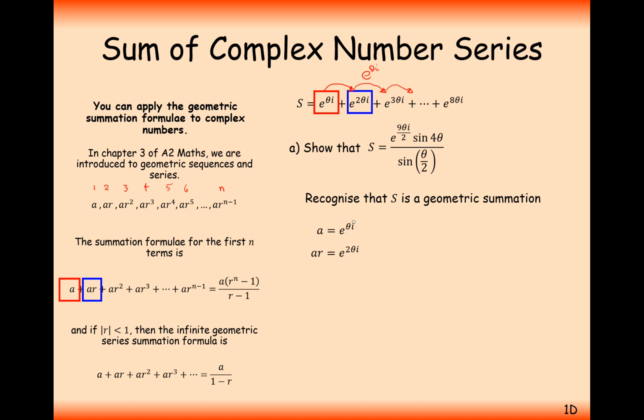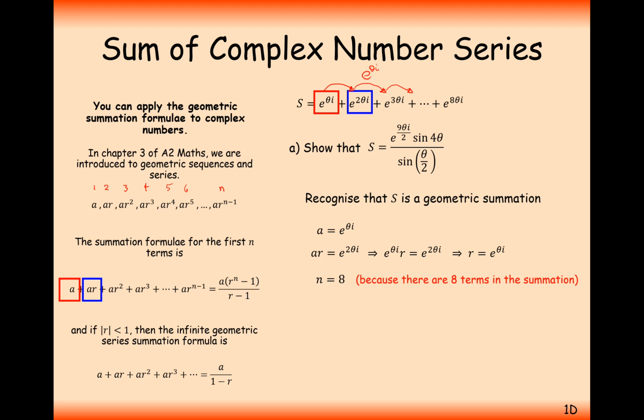The second term in the sequence is ar, which in this sequence is e to the 2 theta i. If we know that a is equal to this, we can substitute it into the formula, and then cancel out e to the theta i on both sides. That would cancel out one of these theta i's on the other side, but not all of them. So we can clearly see here that the ratio is e to the theta i in this sequence. We're multiplying by e to the theta i as we go through the terms we're adding. And the number of terms we're adding here is 8, because we have 8 terms in our sequence, 1 theta, 2 theta, all the way up to 8 theta. So these are our variables: we have a, r, and n.